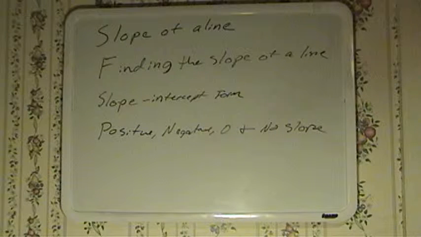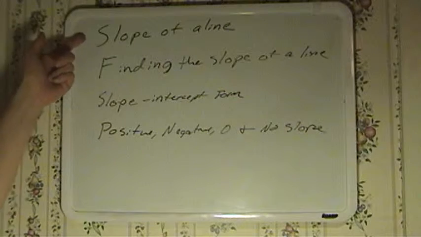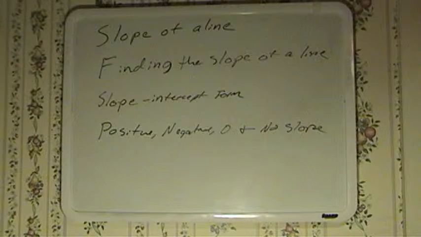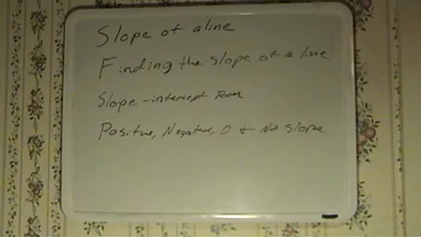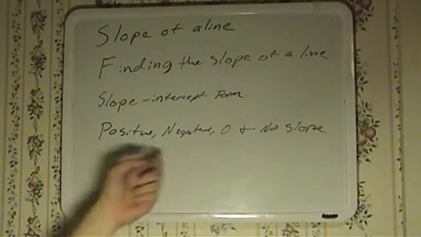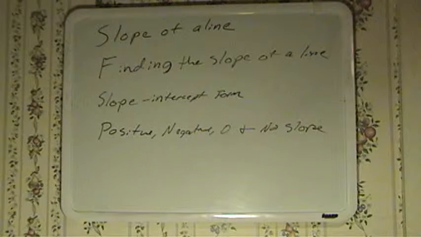Okay, this video is actually probably going to break into two videos, maybe even three, because of the amount of content that we're discussing. We're going to deal with slope of a line. And along with that, we're going to go through finding the slope of a line, the slope-intercept form, and recognizing positive, negative, zero, and no slope from a graph.